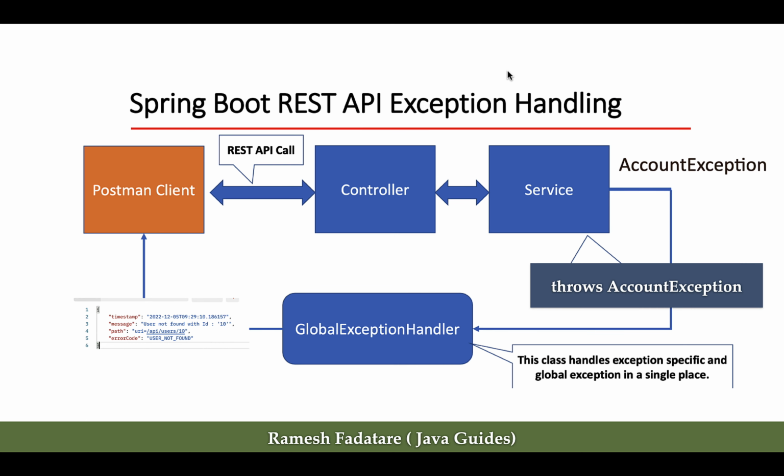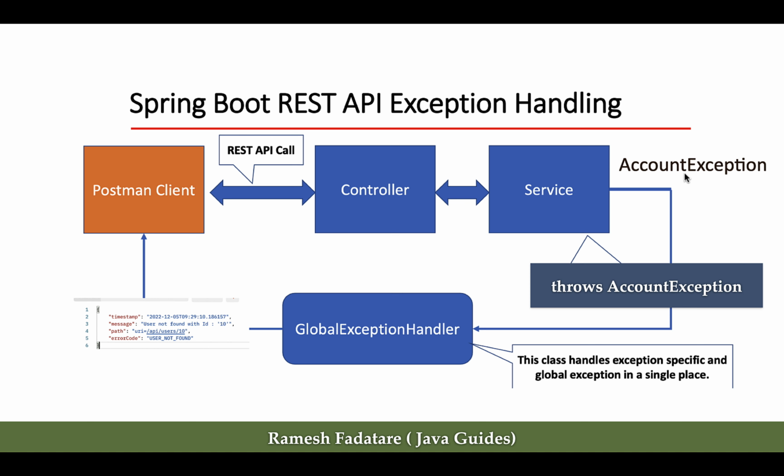Let us quickly take a look into how we are going to handle the exceptions in a Spring Boot REST API project. Well, whenever the client sends a request, the controller will handle that request and send it to the service. In the service, we basically write the logic to validate the request. Like first, we'll check whether the account with a given ID exists in the database or not. If it does not exist, then we throw an account exception.